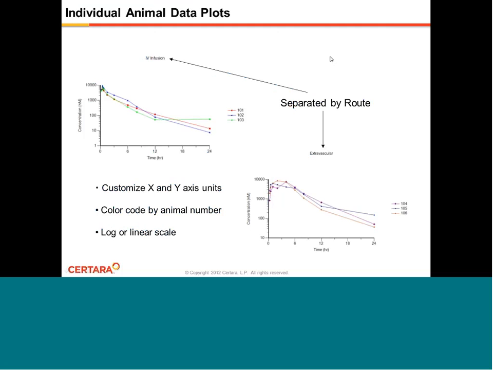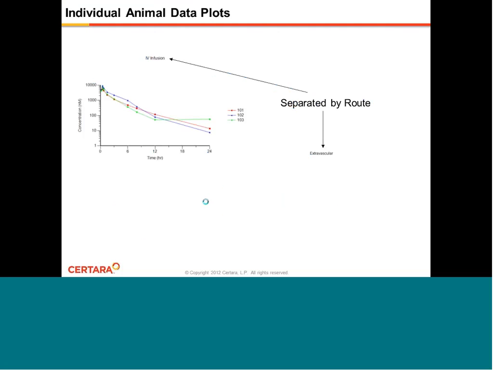Another type of output is the plotting. And so with the plotting, these are individual animal plots, also known as the spaghetti plots, where you see all of the animals overlaid on the same semi-log plot. You can do customization of the X and Y axis units directly on the chart, color code by animal number, or you can remove all color and just simply have a black and white representation as well, and easily toggle between log or linear scales for the concentration y-axis.